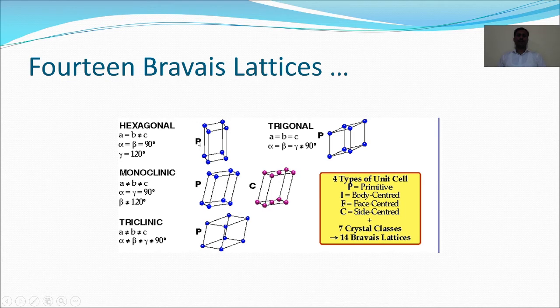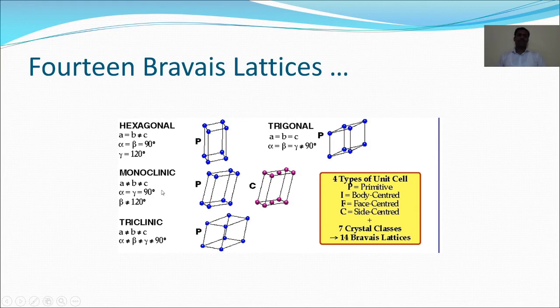In the hexagonal system, there is only one possible arrangement. That is called simple hexagonal. Atoms are at each corner. Then after that, the trigonal system. In the trigonal system, only simple trigonal is there. All atoms are at corners.